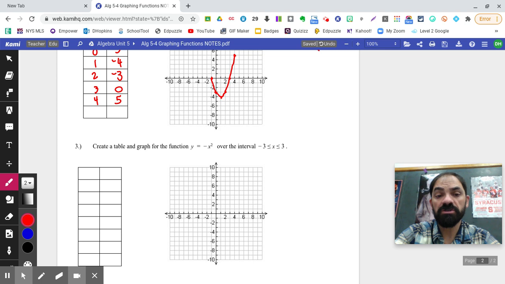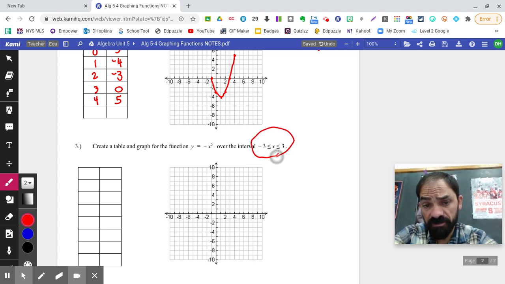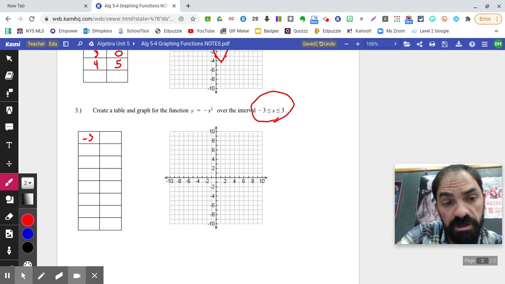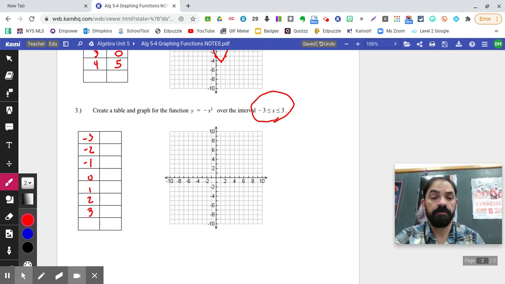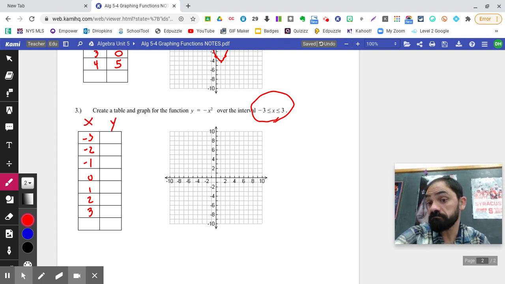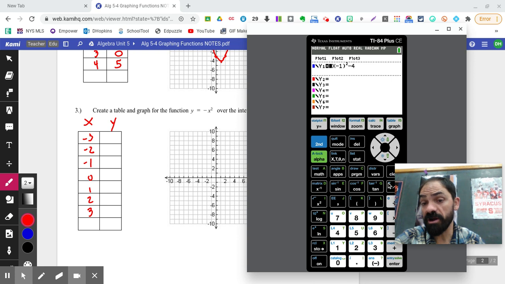Okay, create a table of values for this function over the interval -3 to +3. So -3, -2, -1, 0, 1, 2, and 3. Again, I have an extra box there. Maybe I was supposed to put x and y in one of the boxes. Interesting. So let's go to y equals again. We're going to clear out what's in there and put -x squared.